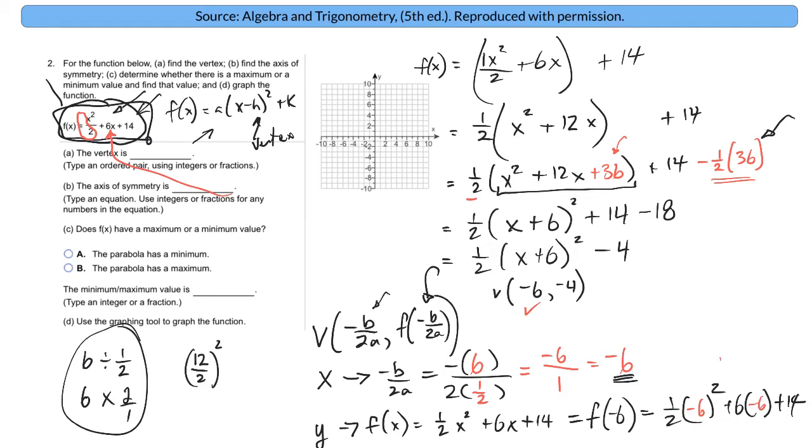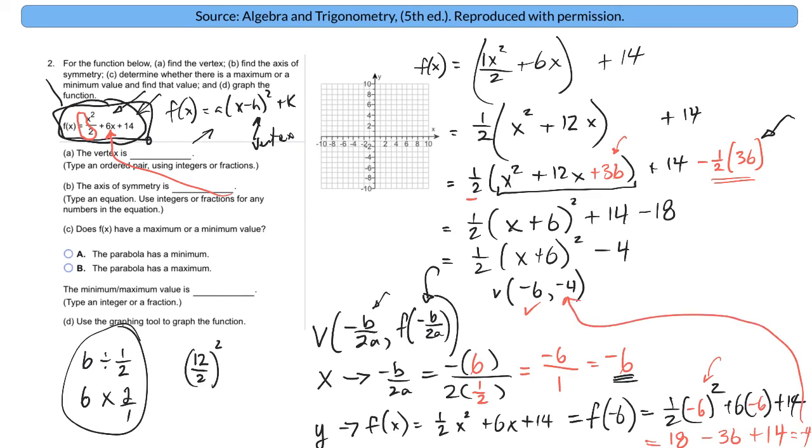So minus 6 squared is a positive 36. Half of 36 would be 18. 6 times minus 6 is minus 36. And so if you add that stuff up, 18 minus 36 is negative 18. Negative 18 plus 14, I think, is a negative 4. And that's what they got there.